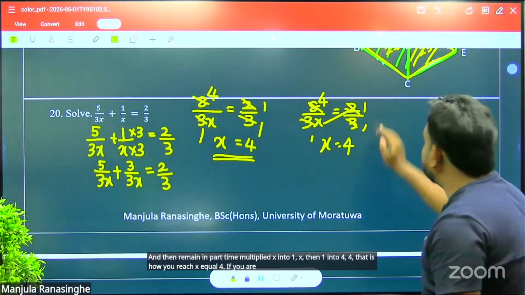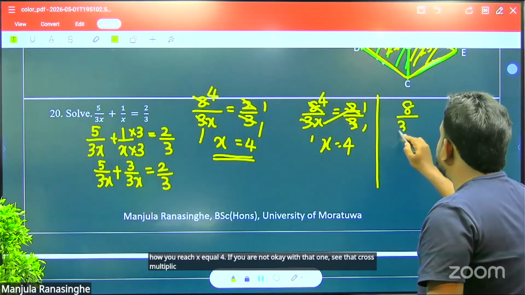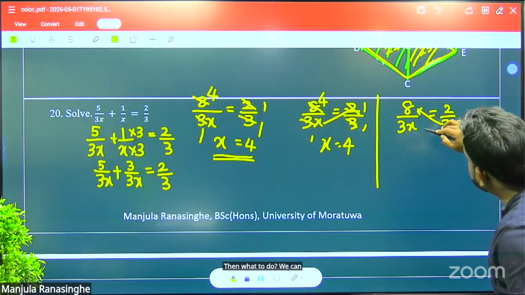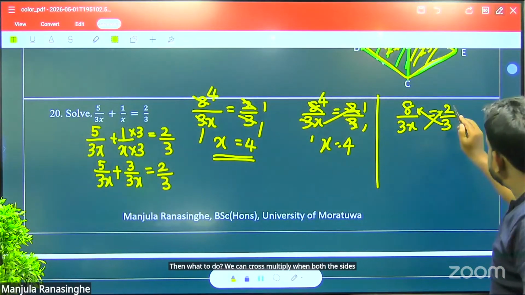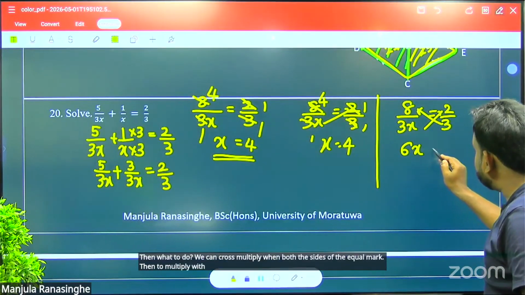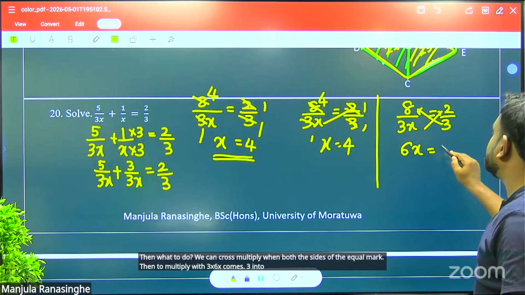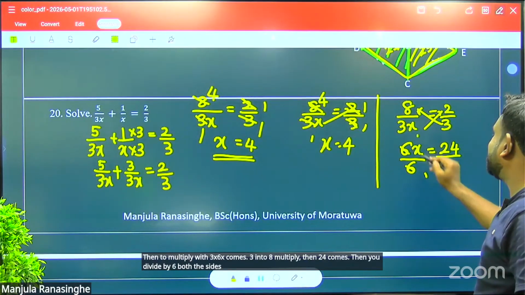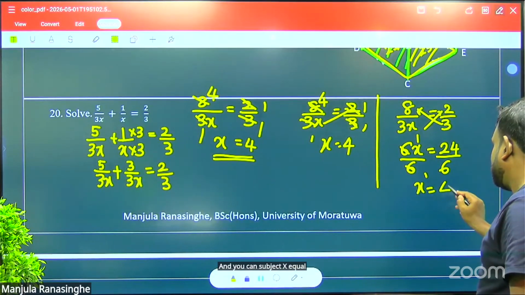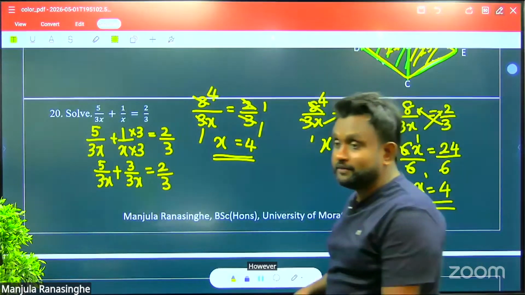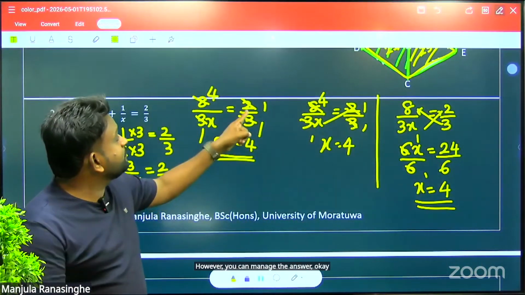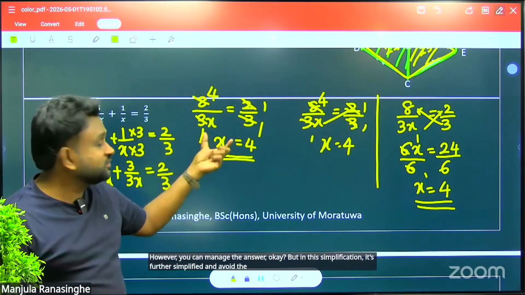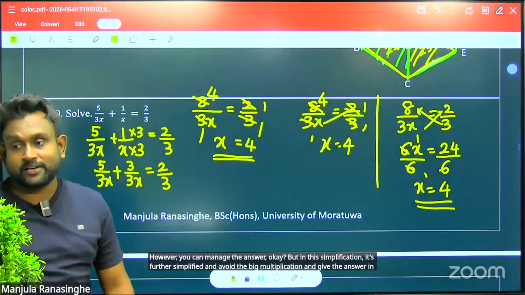If you are not okay with that one, see that cross multiplication. 8 over 3x we got as 2 over 3. Then what to do? We can cross multiply on both sides of the equal mark. Then 2 multiplied by 3x, 6x comes. 3 into 8, then 24 comes. Then you divide by 6 on both sides and you get x equals 24 over 6, which is 4. However, you can manage the answer, okay, but in this simplification it is further simplified, avoids the big multiplication and gives the answer in the simplest way quickly.